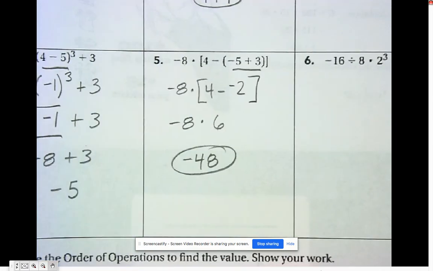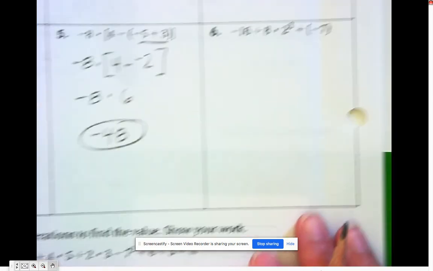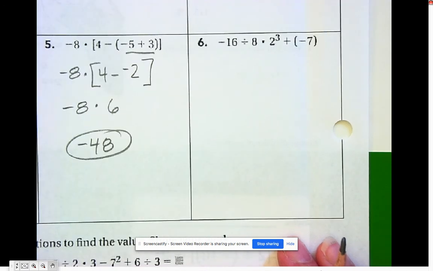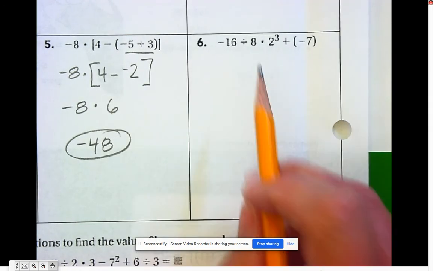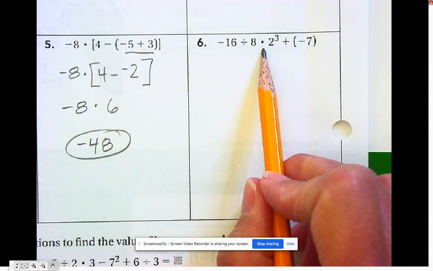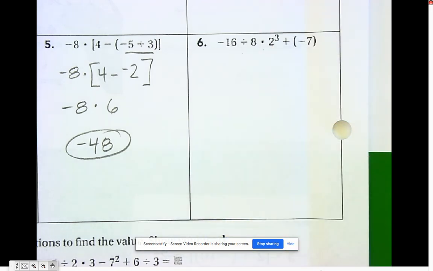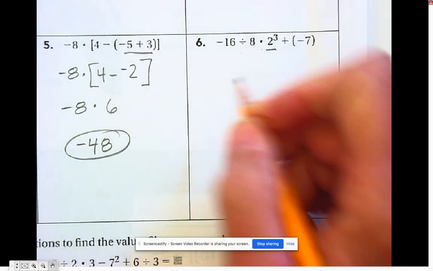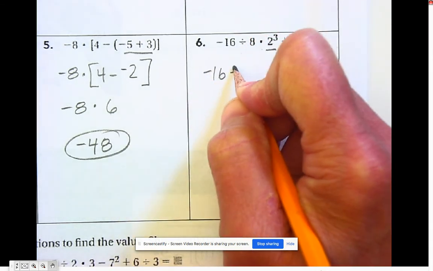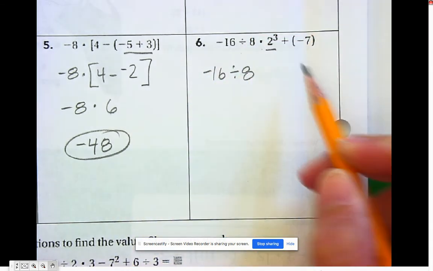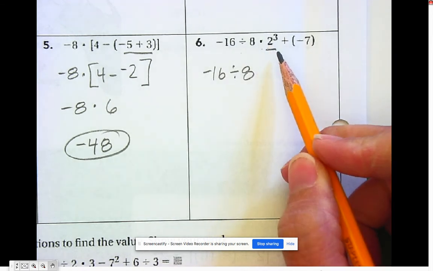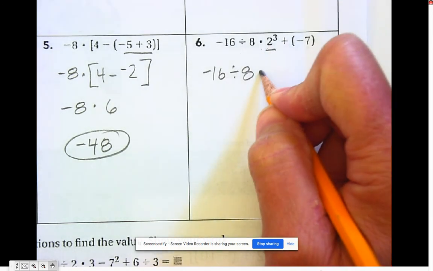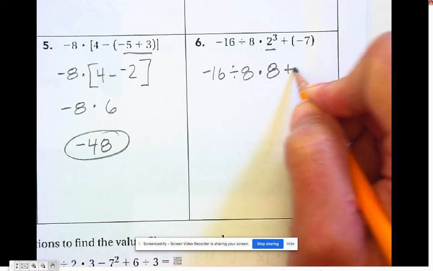Okay, let's go ahead and take a look at number 6. All right, so I've got a division, a multiplication, an exponent, and an addition. What should I do first? I'm going to go with my exponent. So I've got negative 16 divided by 8, 2 times 2 times 2. 2 cubed is 8 plus negative 7.